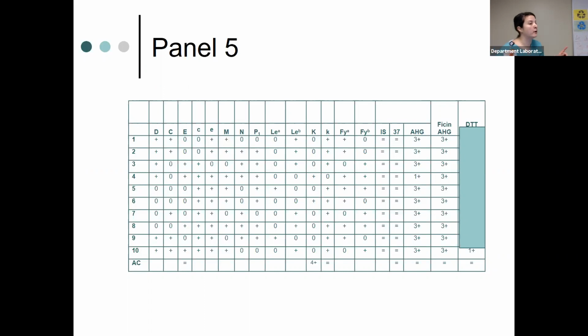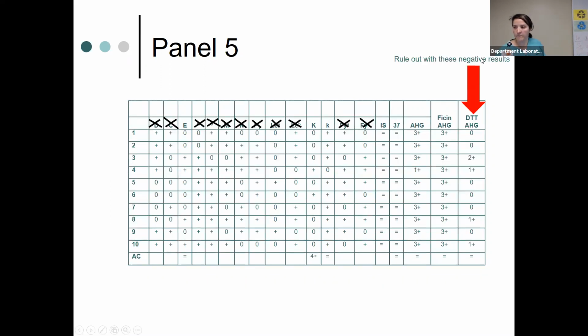All right. And then remember, there's another treatment we could do, DTT. It destroys your Kell family antigens. All right. So what do you expect all of those Chilano reactions to do? They're going to go away. Now you can rule out, right? Now we have some negative cells, right?